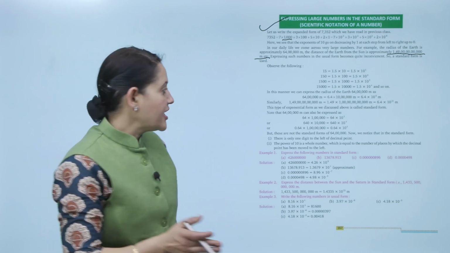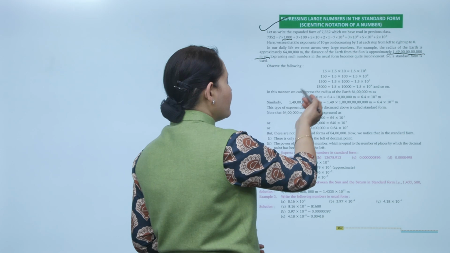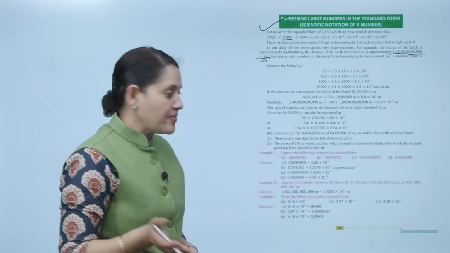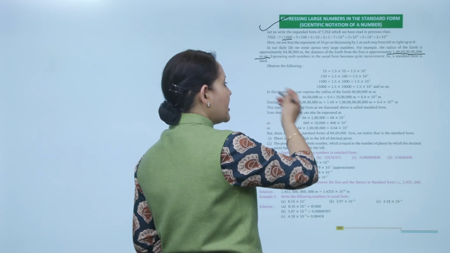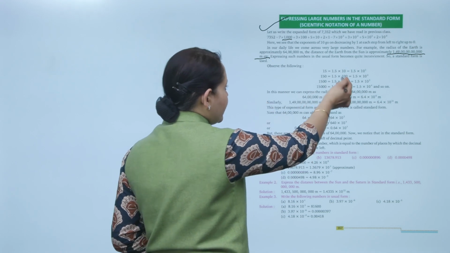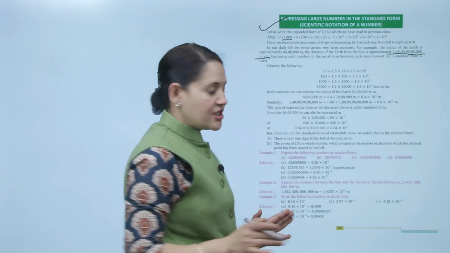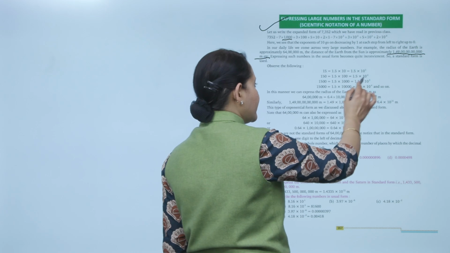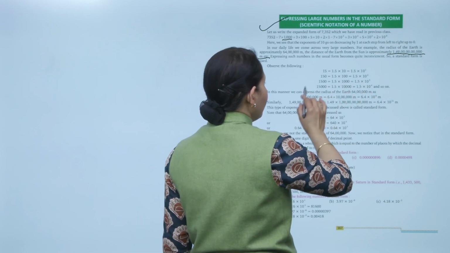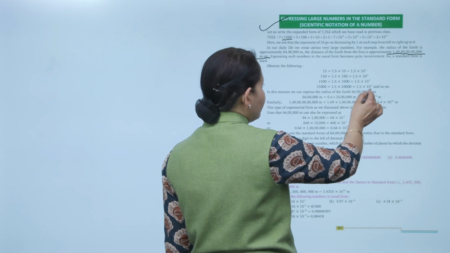Observe the following. 15 we can write as 1.5 into 10, or we can write 1.5 into 10 to the power 1. 150 can be written as 1.5 because we are shifting the decimal 2 places, so we multiply by 100 and their value will not change. 1.5 into 10 to the power 2. 1500 can be written as 1.5 into 10 to the power 3, 15000 can be written as 1.5 into 10 to the power 4, and so on.